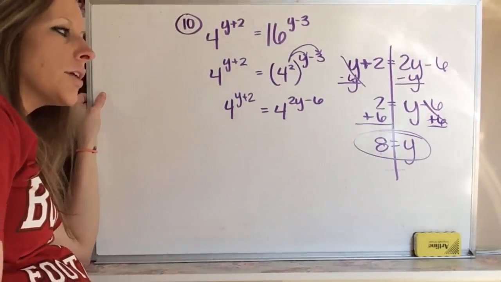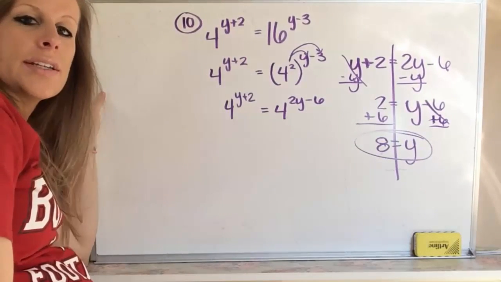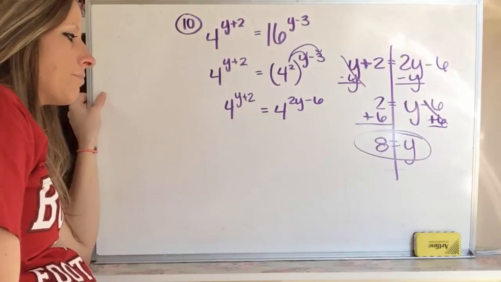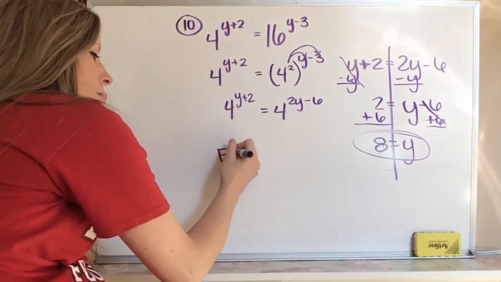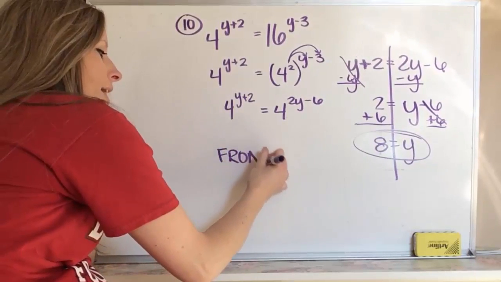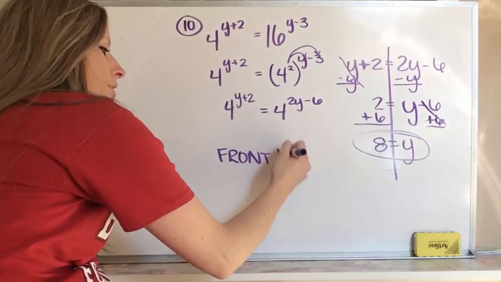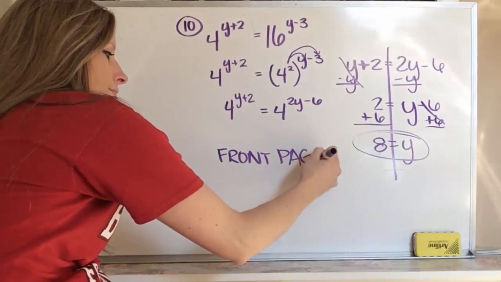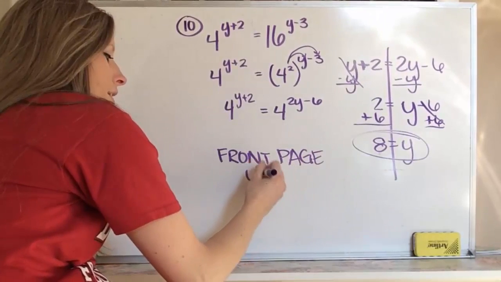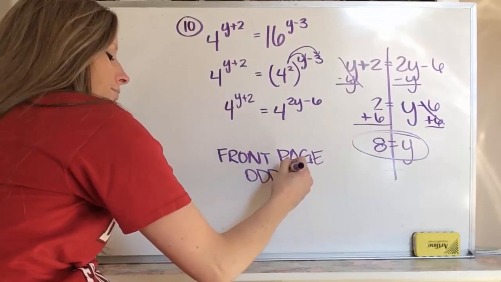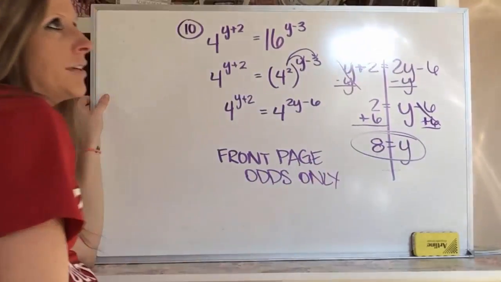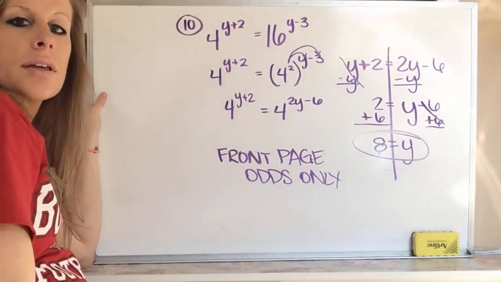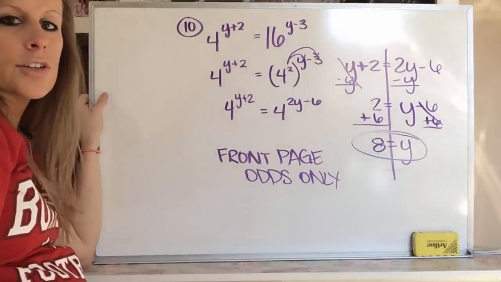Okay. So that's all the notes. Your worksheet is very similar. You're only going to do the front page. And on the front page, you're only going to do odds. So front page and odds only. So that's 1, 3, 5, 7, 9, 11. Okay, front page odds. And y'all have a good day.